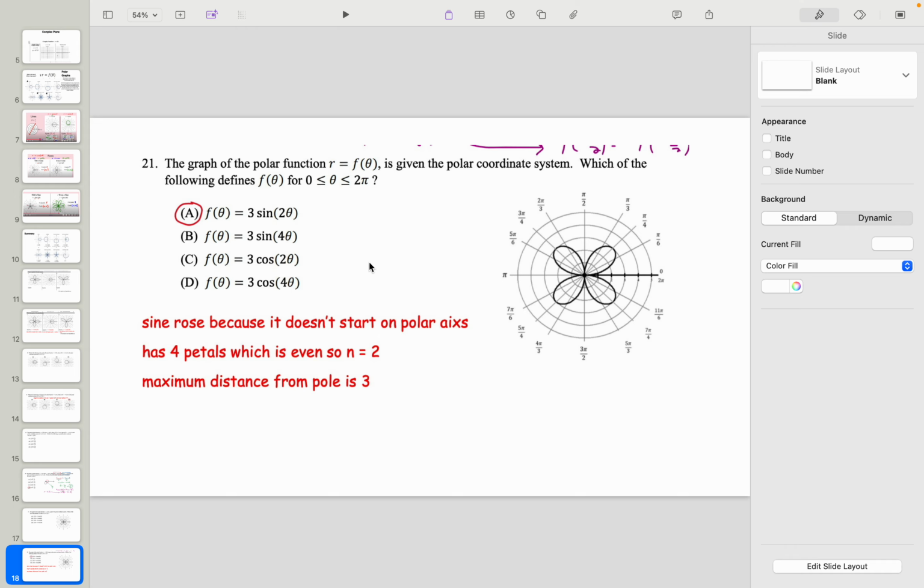All right, I hope you said A. We see it goes out 1, 2, 3. They're all threes. It's not on the polar axis, so it can't be C and can't be D. And then I need to remember, if I see an even number of petals, I have to do 2 times n to find the graph.